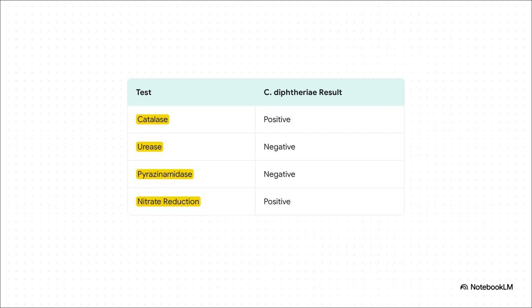For those of us still working the bench, especially if MALDI-TOF isn't an option, the biochemicals are still king for species ID. And with Corynebacterium diphtheriae, it's often about what it doesn't do. The key differentiators are that it's urease negative and pyrazinamidase negative. Those two negative results are your ticket to separating it from other common coryneforms.